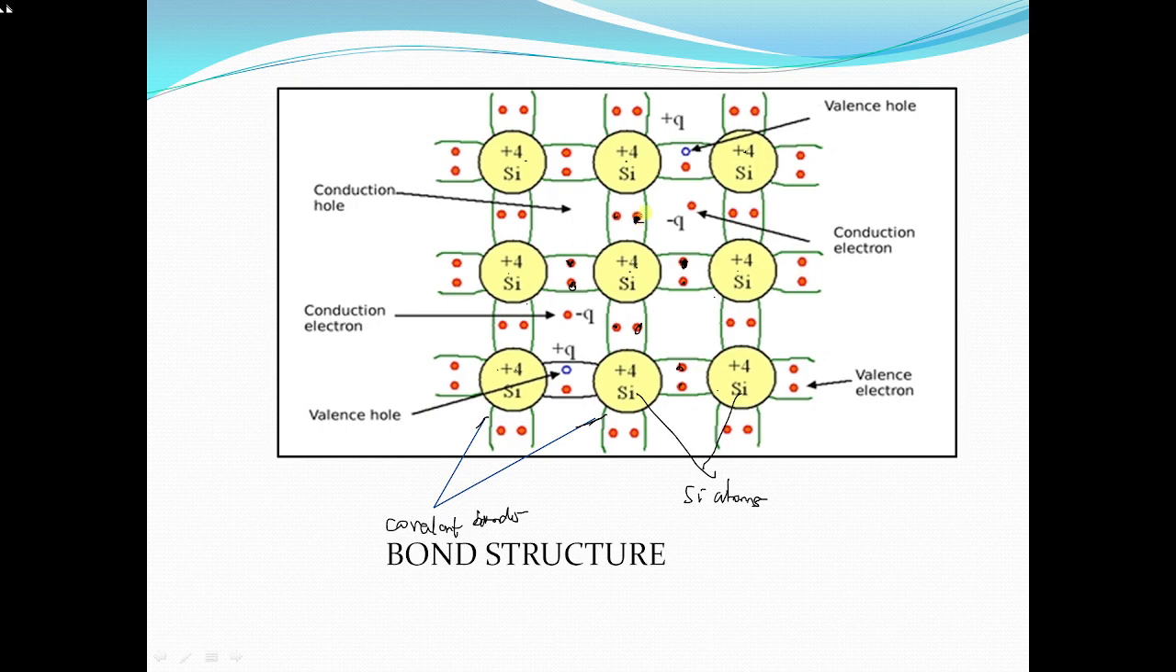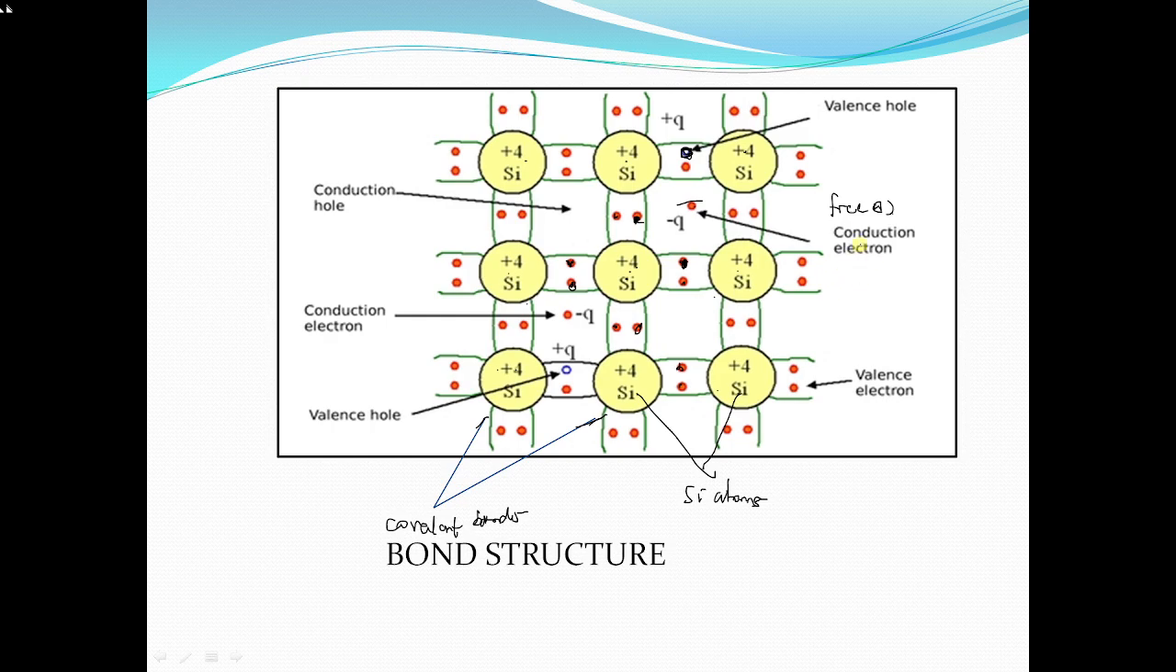See here, this electron can tear this covalent bond and come out of the bond, which means the covalent bond is broken and the electron comes out of the bond, leaving a vacant space. This vacant space we call a hole. The electron coming out of the bond we call a conduction electron, which is responsible for conduction. We can call it a free electron or conduction electron. And this vacant space we call a valency hole.